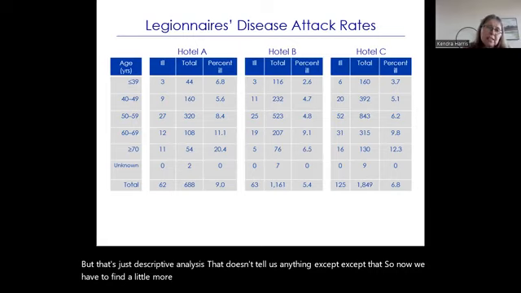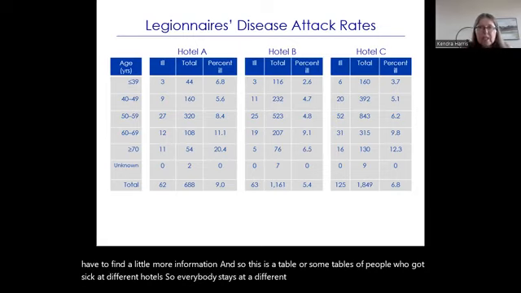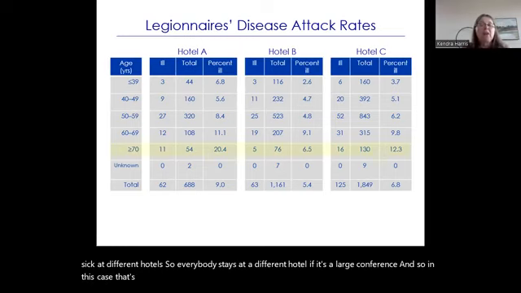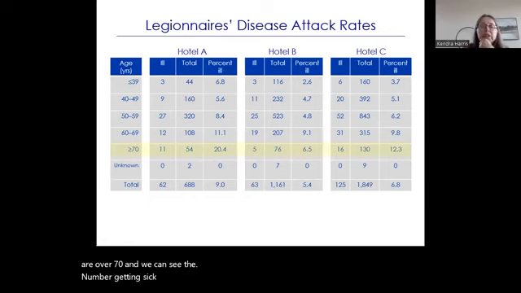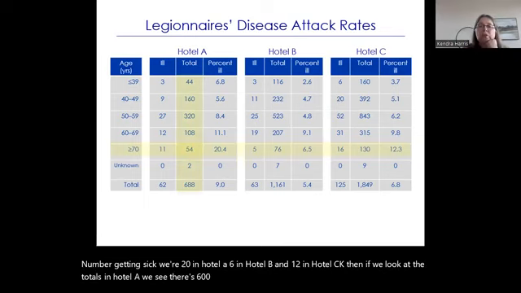Okay. So this is a table or some tables of people who got sick at different hotels. So everybody stays at a different hotel if it's a large conference. And so in this case, that's what they were doing. All right, so in this case, we can look at the people who are over 70, and we can see the number getting sick were 20% in Hotel A, 6% in Hotel B, and 12% in Hotel C. Okay, then if we look at the totals in Hotel A, we see there's 688 total.